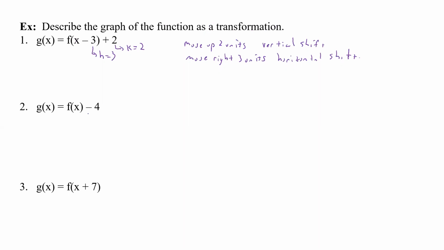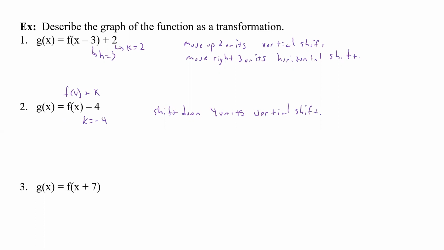All right, so what's this one? Well, here, normally, remember, it's f of x plus k. So if we have a negative 4, that means k is equal to -4, and so we're going to shift down this time 4 units. And so that's going to be a vertical shift. Okay, and that's all we have.